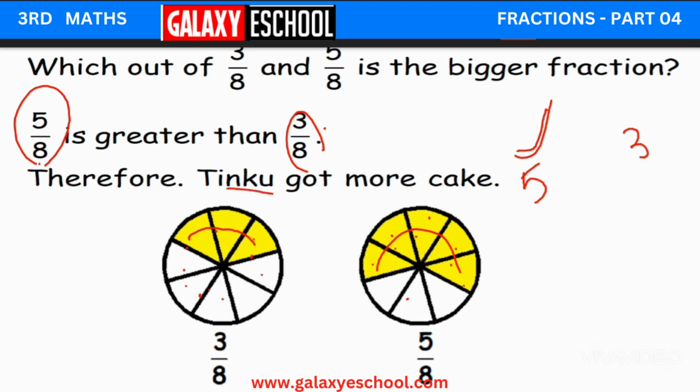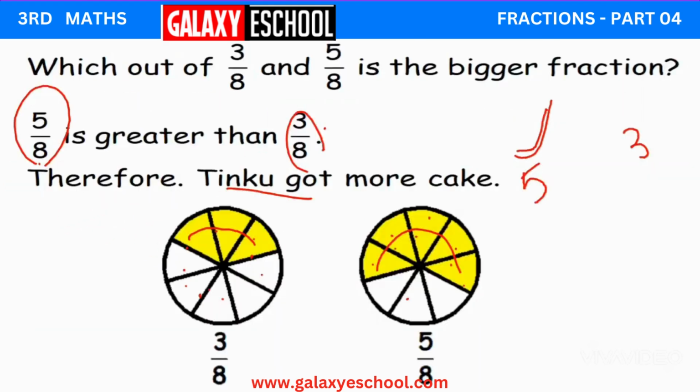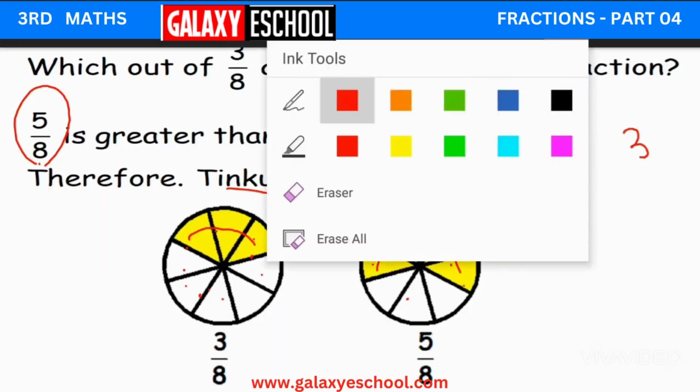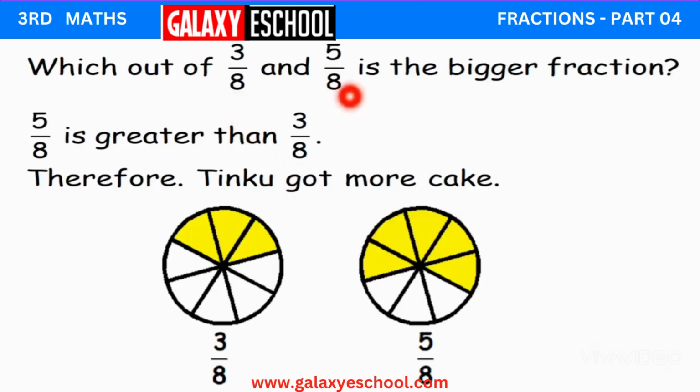Therefore, who got more cake? Who had 5 by 8 portion, children? Tinku had 5 by 8 portion. So, Tinku got more cake. Yes, what did we do here? These are our like fractions. 3 by 8 and 5 by 8 both have the same denominator, that is 8. So how do we compare these like fractions? We just compare the numerators.